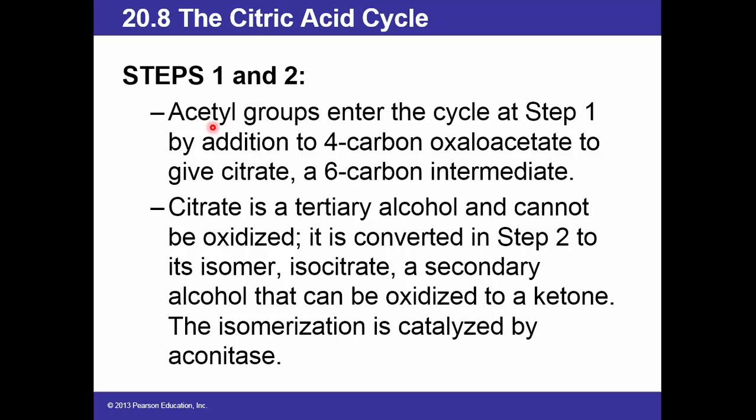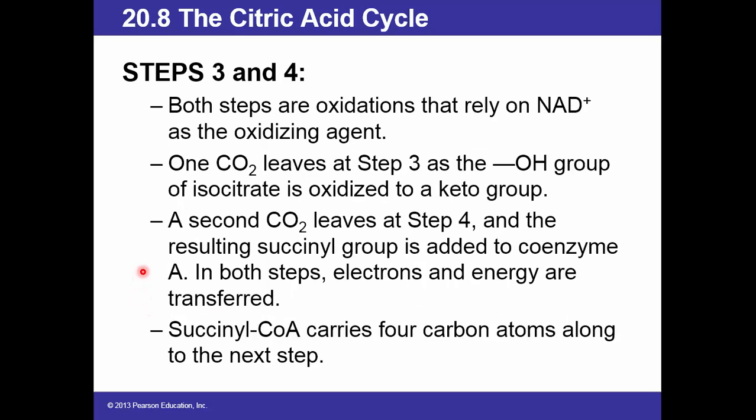Now in steps 1 and 2, acetyl groups enter the cycle at step 1 by addition to 4-carbon oxaloacetate to give citrate. Citrate is a tertiary alcohol and cannot be oxidized. It is converted to isocitrate, a secondary alcohol that can be oxidized to a ketone. This isomerization is catalyzed by an enzyme called aconitase.